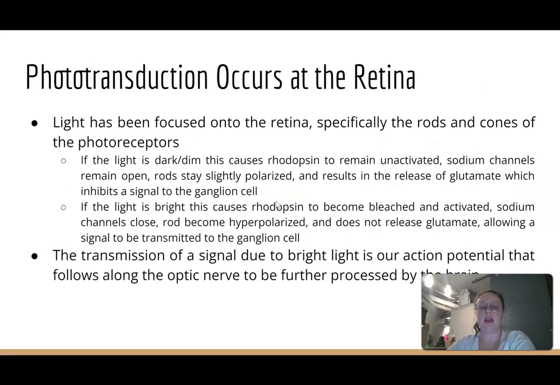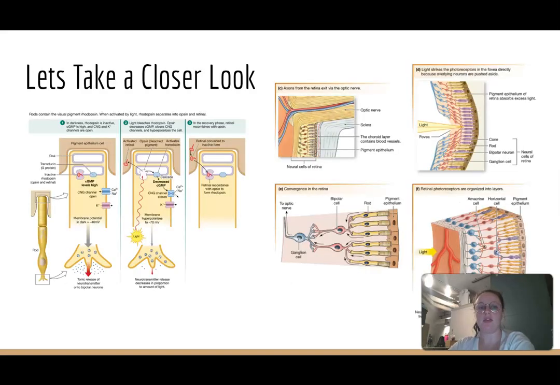Next, once light has entered the eye, this is where our phototransduction occurs at the retina. Now, this image contains a lot of verbiage, and this is just to summarize the process if you are the type of person who needs to read this to understand. I'm going to go through it here through these images.